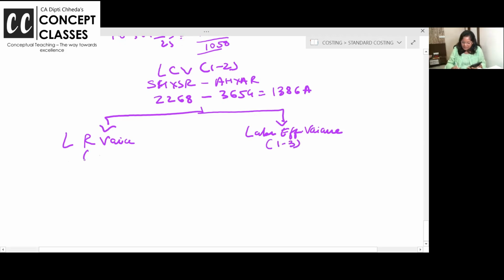1 minus 3, 3 minus 2. What is 1? Standard hours into standard rate. What is 3? Actual hours into standard rate. Did you remember the column numbers or not? Standard hours into standard rate. Actual hours. See, the difference is only in the hours.